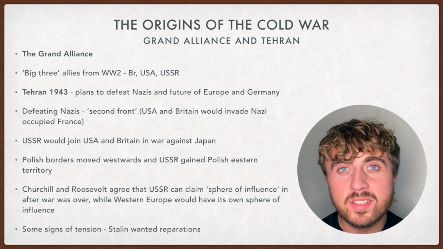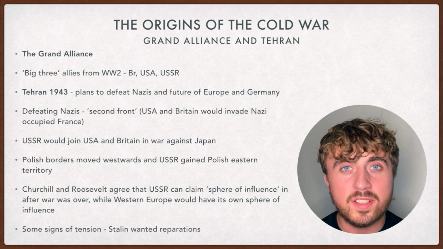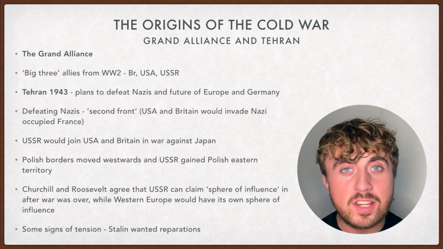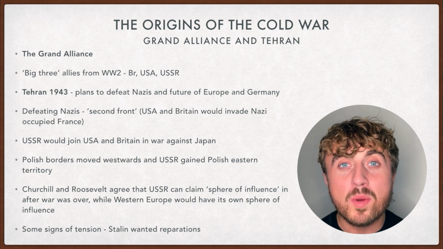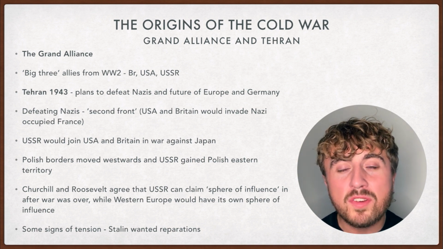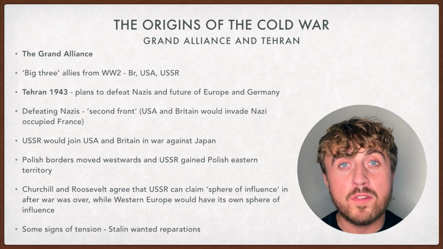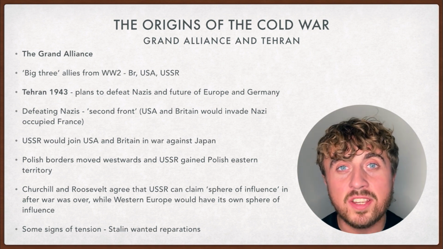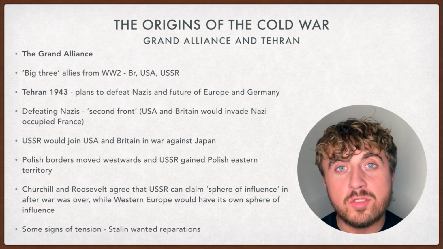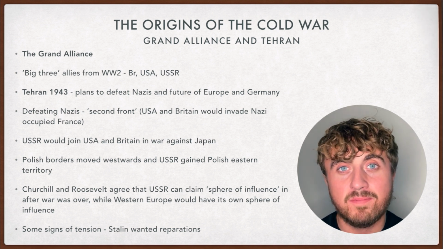There were some signs of tension at this conference. The USSR wanted to punish Germany with reparation payments. However, the USA and Britain were less keen to do this. They wanted to rebuild Germany because they were fearful of further tension as seen after the Treaty of Versailles, when Germans reacted very angrily and bitterly towards their punishment.